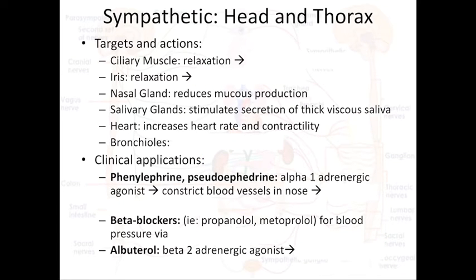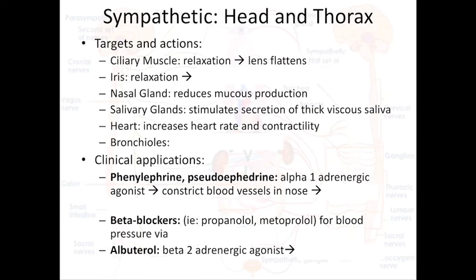Okay, so some actions of the sympathetic nervous system. Targets and actions here. Ciliary muscle relaxation is going to cause the lens to flatten out. Iris relaxation, pupil size increases. Nasal gland reduces mucus production. You can see the salivary gland stimulates thick saliva instead of thin. Increases heart rate and strength of contraction.